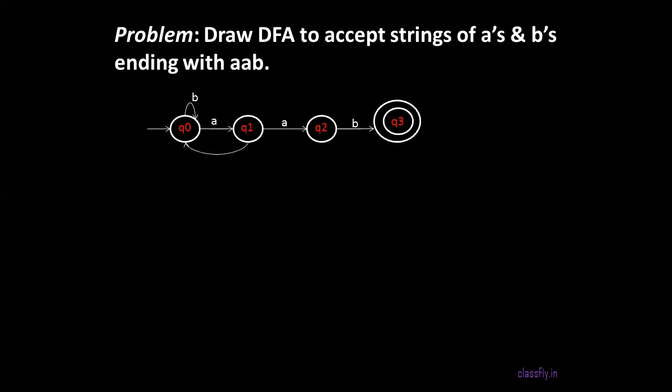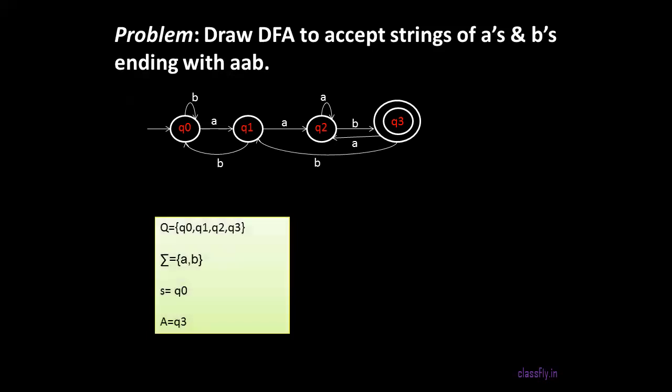So AAB is maintained as the ending string. Now A is already mapped to Q1, but B is not mapped, so Q1 is mapped back to Q0 by B. Q2 already has a transition of B from Q2 to Q3. A is self-looped. Then Q3 finally sends back A and B. It satisfies the given condition of the problem that A, A, B remains at the end of the string.